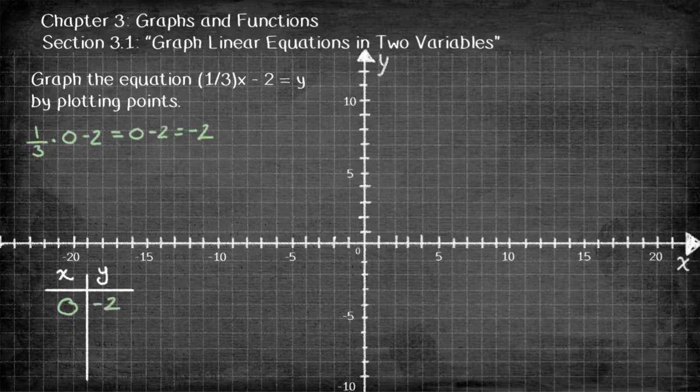And for my next value, again, I want to choose values of x so that it's going to be easy for me to compute the value of y. So I see a 1/3 here. I know that's like dividing by 3. So I'm going to choose a multiple of 3 to make my life easier. And I'm going to choose another multiple of 3 to get my third point. I think it's also a good idea to check some negative values as well.